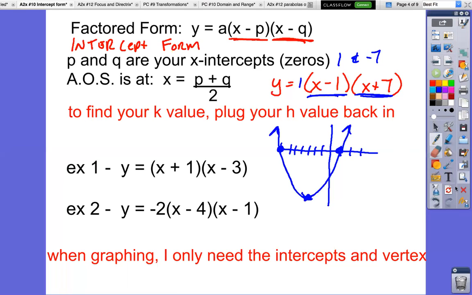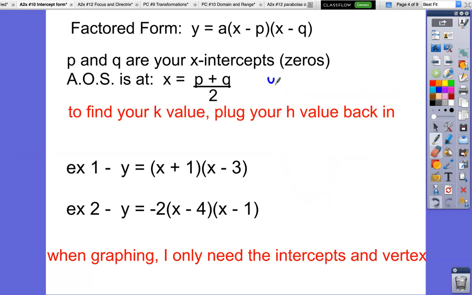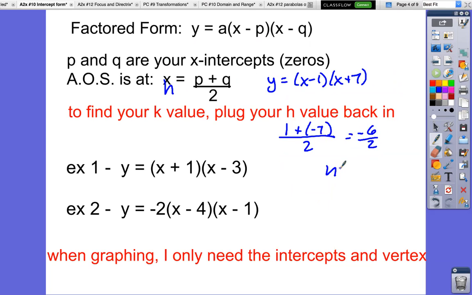Now, let's go through and do this again. So if I'm at x minus 1, x plus 7, you just told me that my zeros, my P and Q, are positive 1 and negative 7. To find your axis of symmetry or your H value, you just add them up and divide by 2. So my vertex would be at negative 3, and then I need you guys to see this.